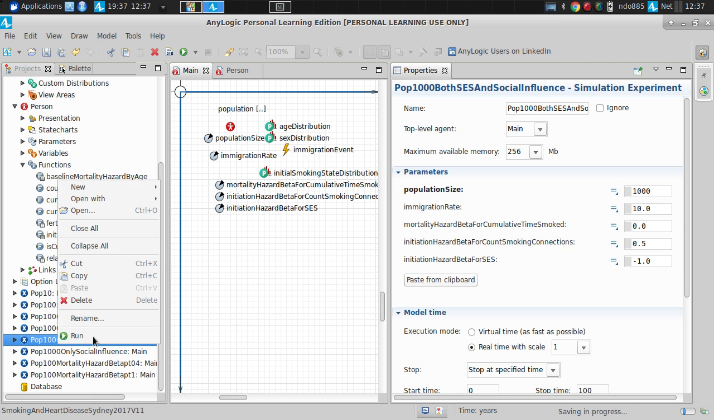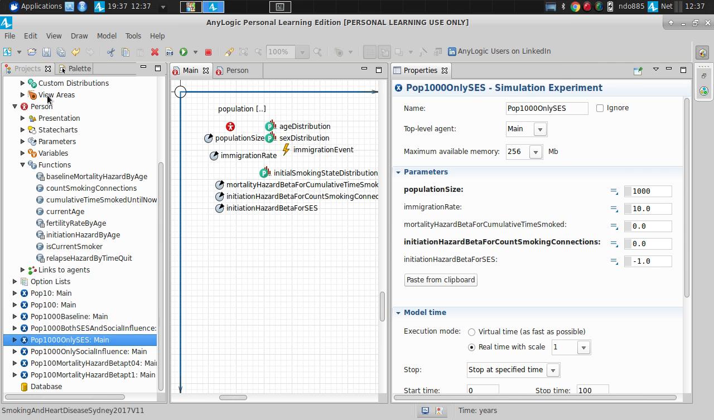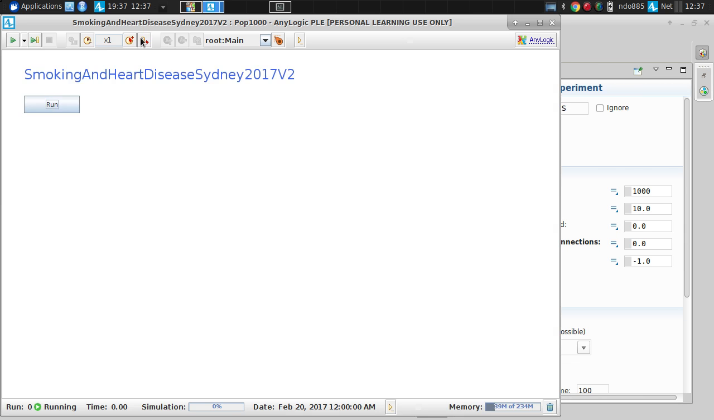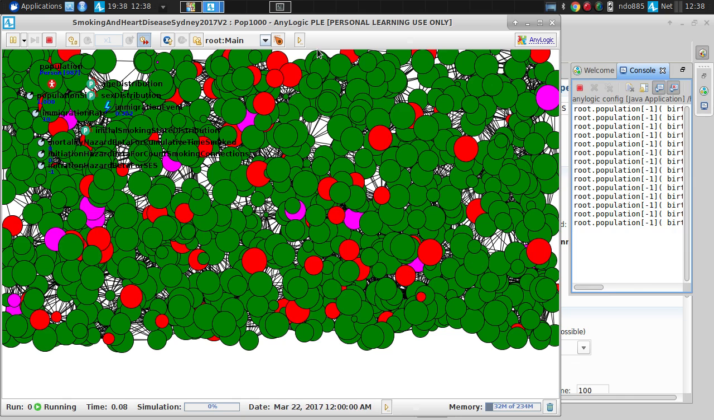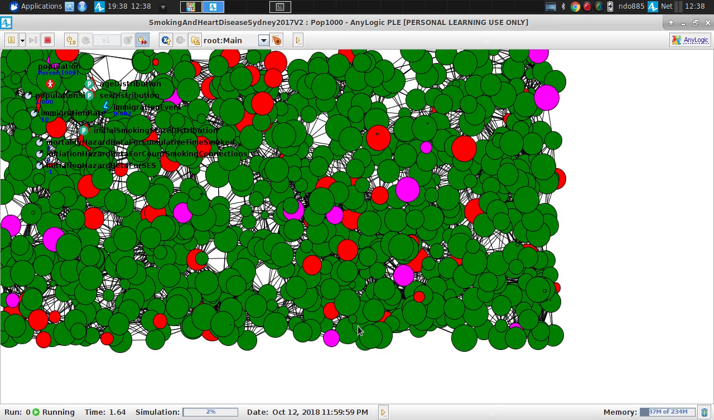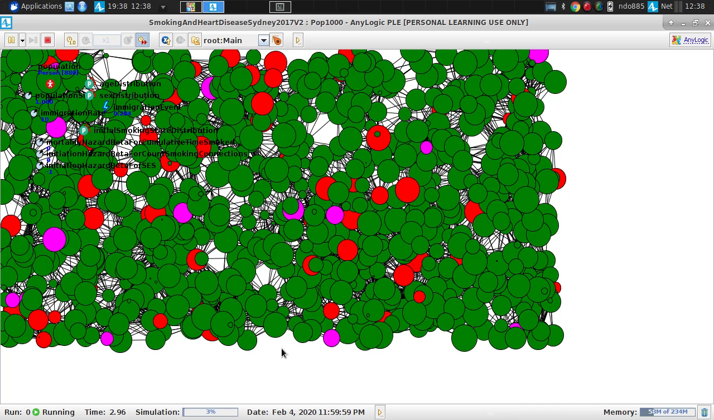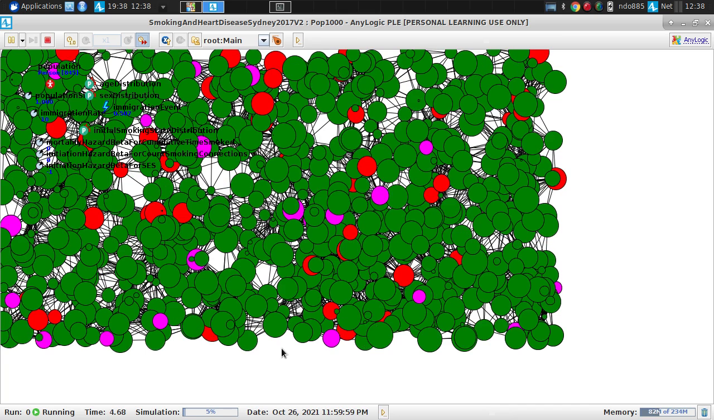Let's only look at the SES, with no social influence of smoking. What would we expect to see then? Well, a gradient, ladies and gentlemen. A gradient.